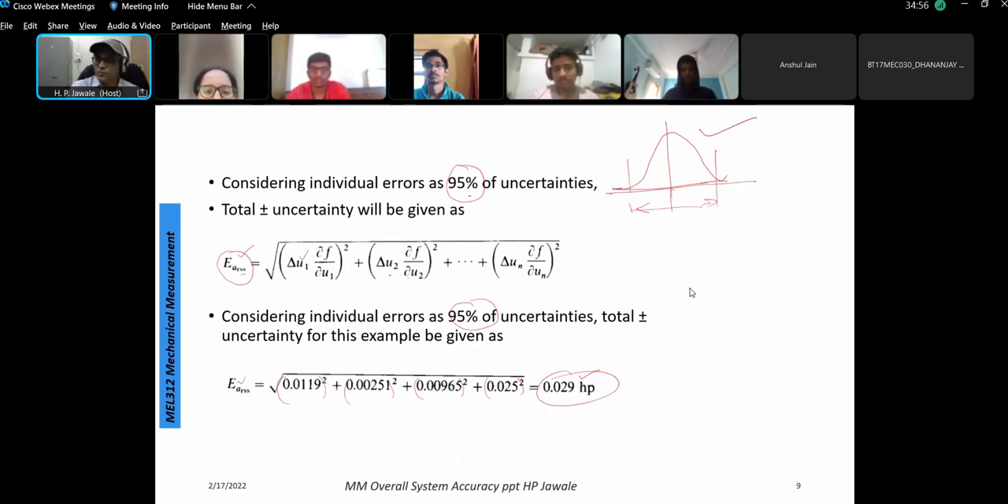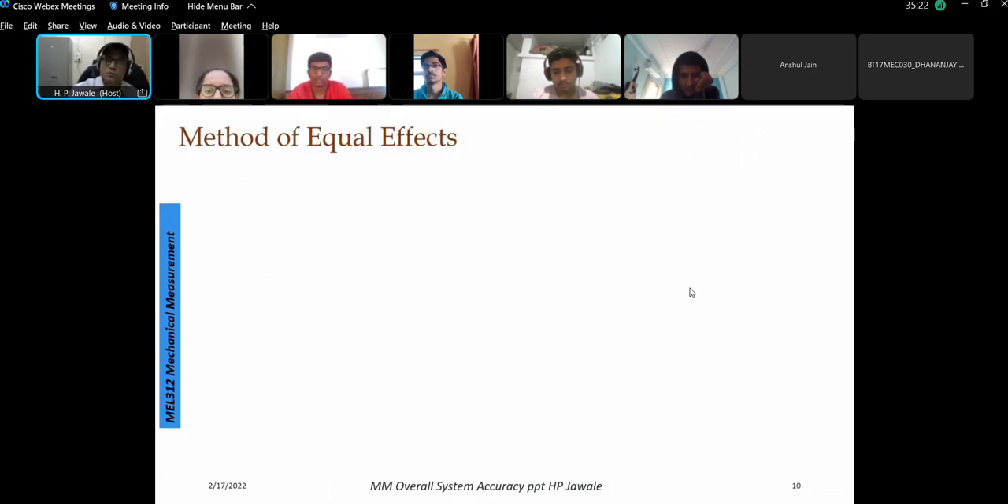In the first one, we have taken our general purpose instruments and gone for anticipation of the uncertainty propagation. We have estimated what is the predicted uncertainty that has occurred in the experimentation. Now the reverse way, we are trying to control the accuracy of each and every measurement device used for n number of entities to be measured. We go for the method of equal effects.